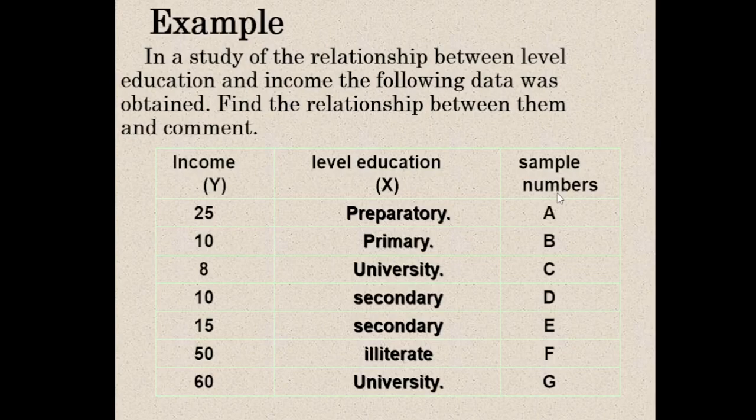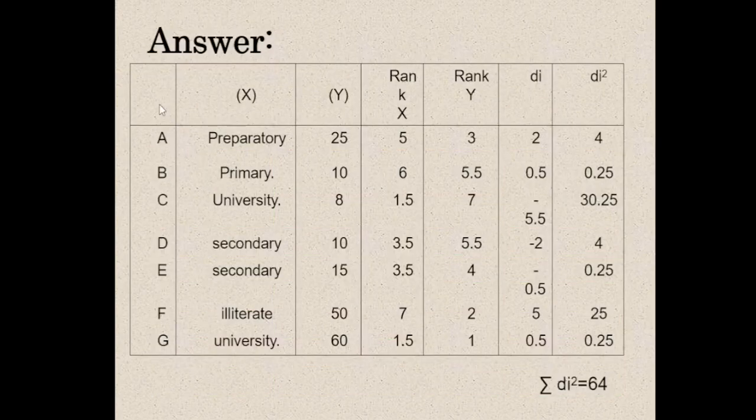So we need to prepare the observation table. You must recall that. What were our steps? Provide ranking to both the x and y parameters, then find the difference of the rankings, then square it. Okay, let's see. This is the sequence: the x data, y data, the rank of x, the rank of y. Let's see how to find it. How will we provide rank? The highest gets rank 1, and the lowest gets the lower rank.